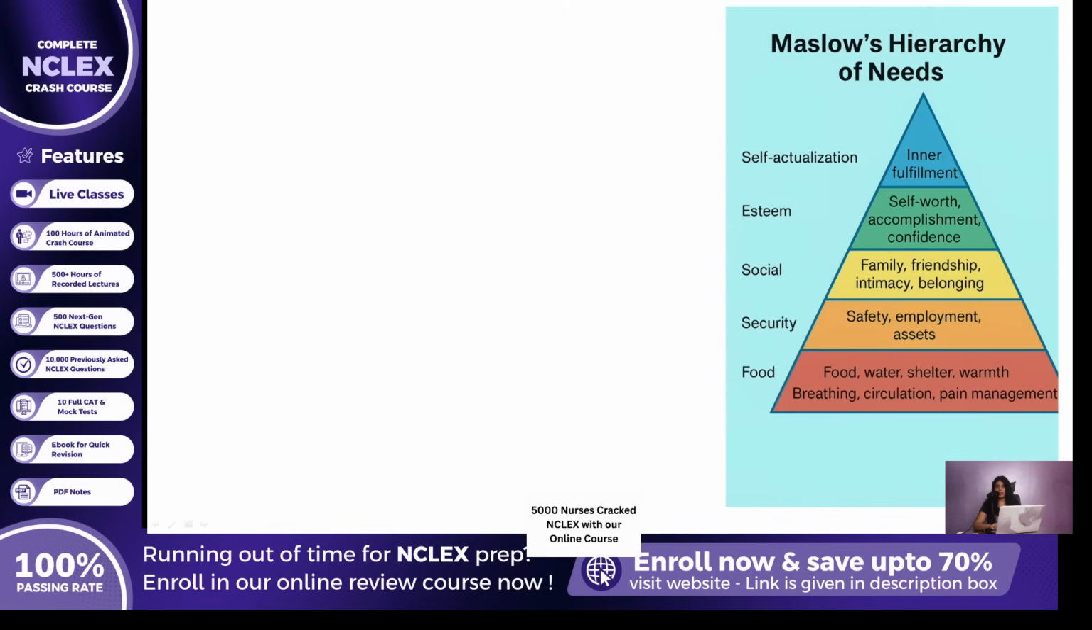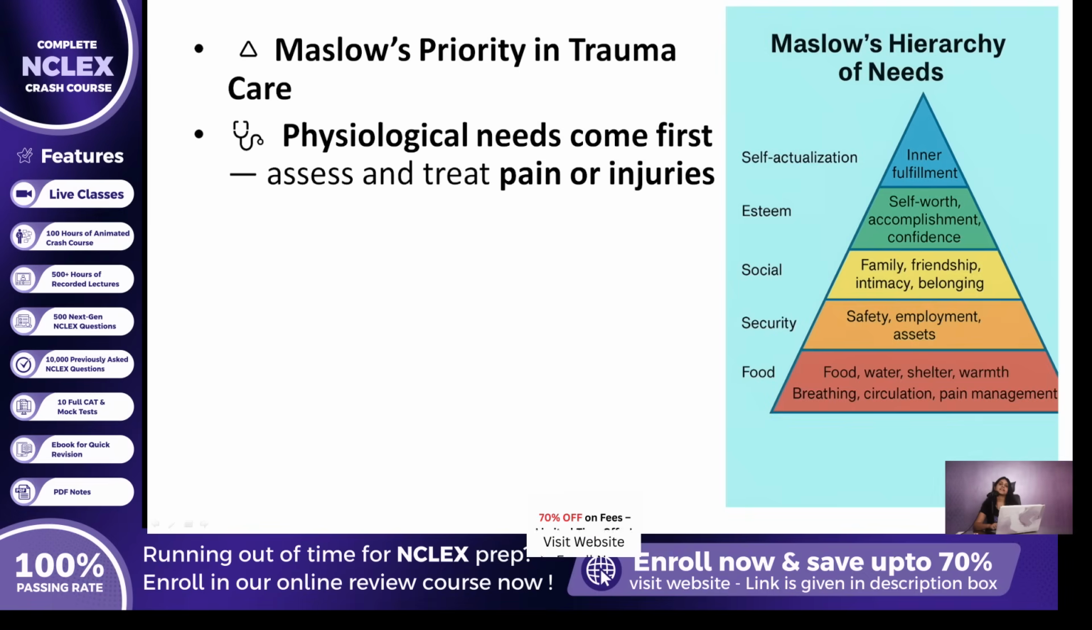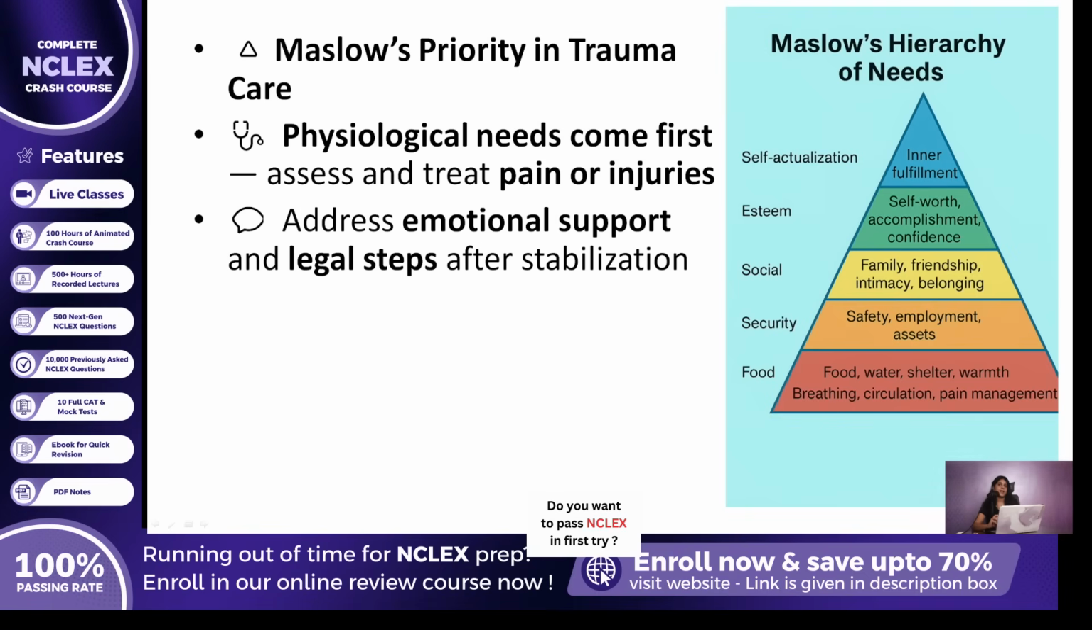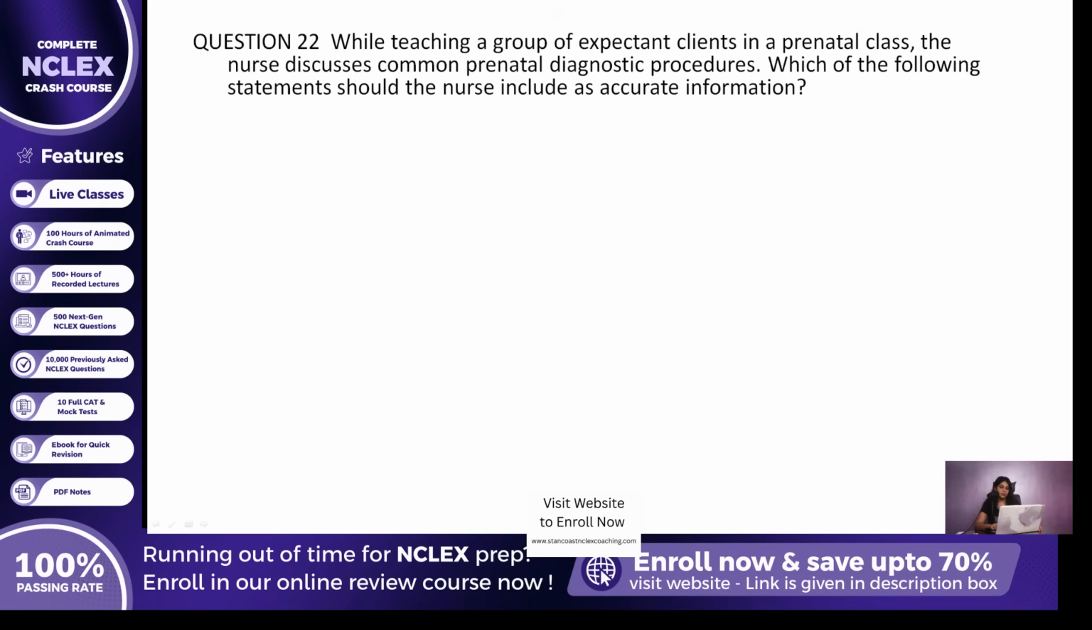In line with Maslow's hierarchy of needs, the nurse must first ensure physiological safety by assessing and treating any physical trauma, pain, or complications before addressing psychosocial or legal concerns. NCLEX tip: in cases of abuse or trauma, treat physical injuries first, then proceed with emotional support, safety planning, and mandatory reporting.